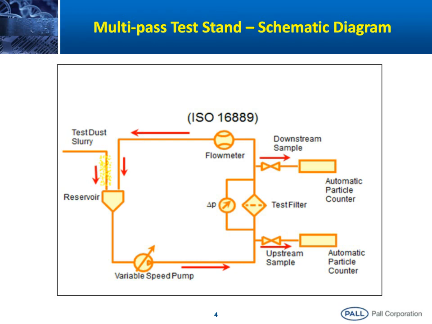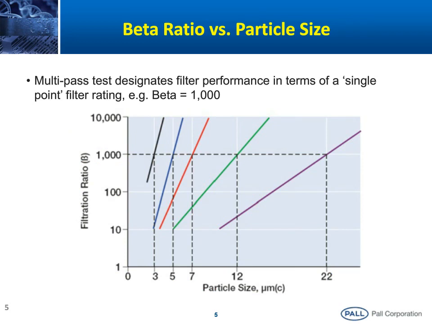This plot shows particle removal efficiency, or the filtration ratio, also called the beta ratio, for 5 different grades of filters made by Pall Corporation. The leftmost black line represents the finest grade, which has a filtration ratio of 1000 for particles 3 microns(c) and larger. The subscript C refers to the particle counter calibration method. Pall rates its filters for a beta ratio of 1000, which means 99.9% removal efficiency at the rated micron size.